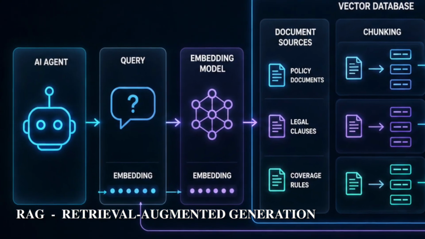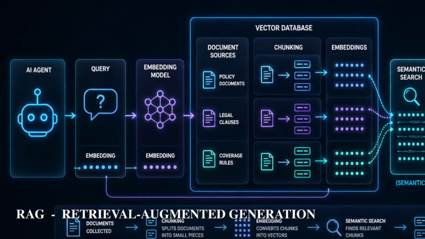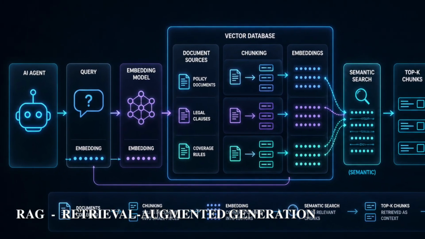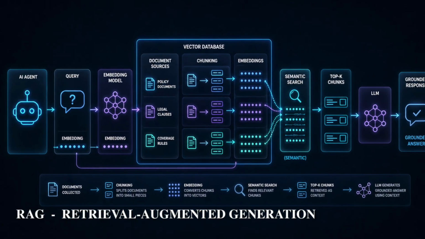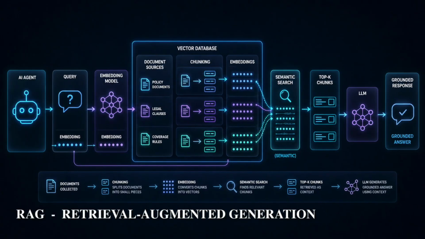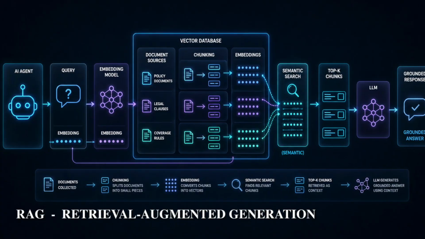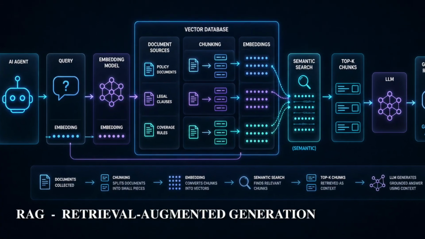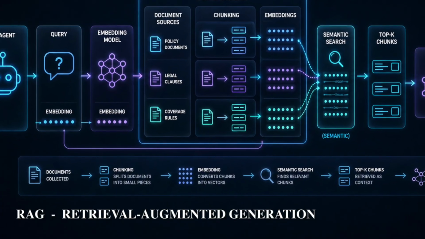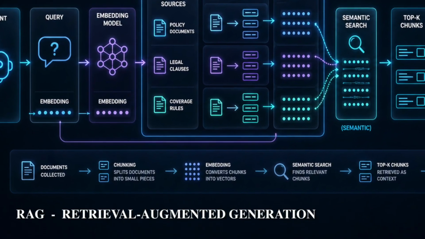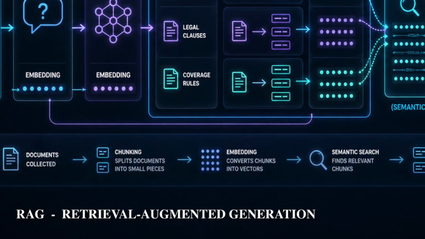Now the agent understands the situation from memory. But that's not enough. It faces a new challenge. How do I know what the insurance policy actually says? The problem is, this information is not inside the model itself. Large language models are trained on general data. But your company's policies, legal documents, coverage rules are private, constantly changing, and not part of that training. That's exactly where RAG comes into the picture.